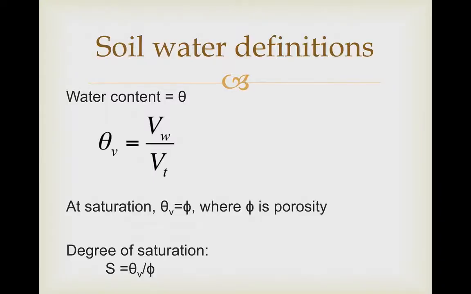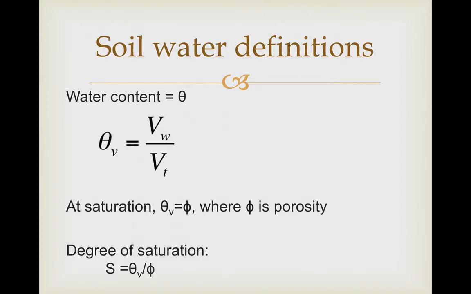So, to remind you of some of the key definitions about soil water, we're going to define water content. We'll use the letter theta for that. And often we're talking about volumetric water content. So the volumetric water content in a soil is the volume of water over the total volume of that piece of soil. So if all of the pore spaces in the soil are full of water, it's saturated, and the volumetric water content is equal to the porosity, or the amount of pore space in the soil.